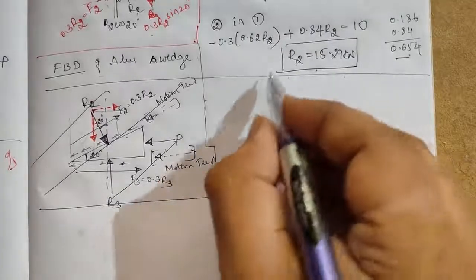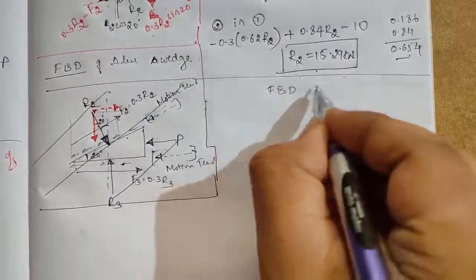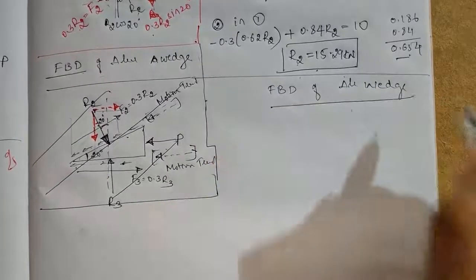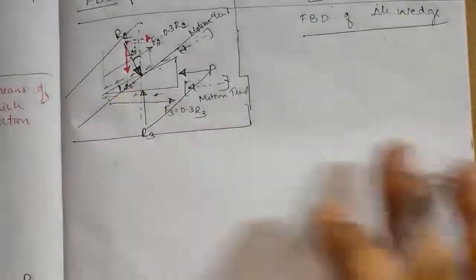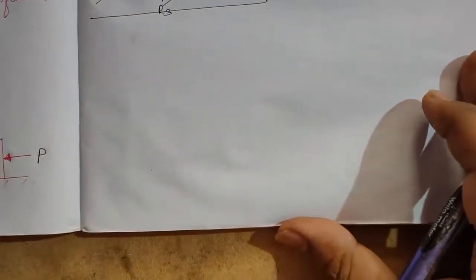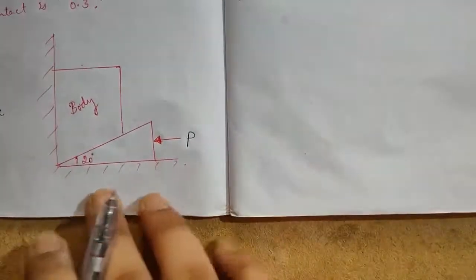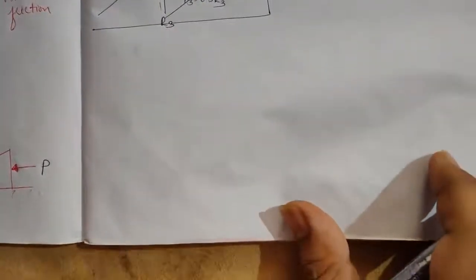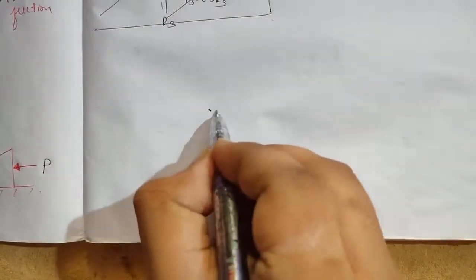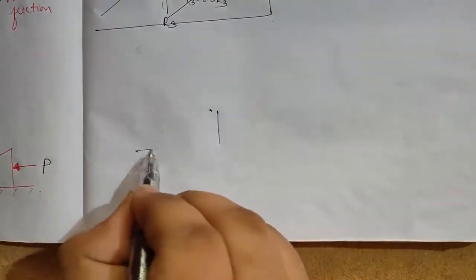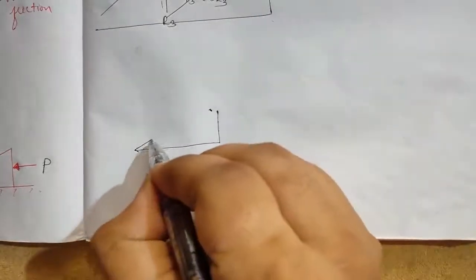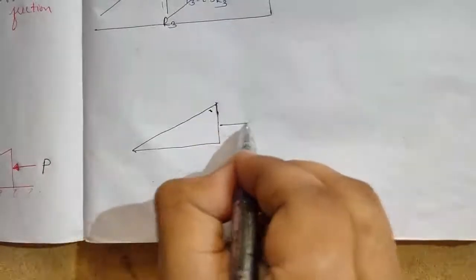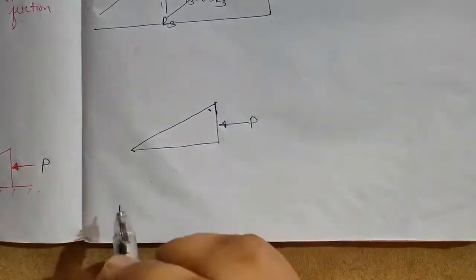Whenever we get R2, the next step is to go for the FBD of the triangular wedge. So don't look at this now, I'll write it for you freshly. See the wedge. The same wedge I'll draw now. First you draw just the diagram. Right, this is the diagram. The value P we have to find.